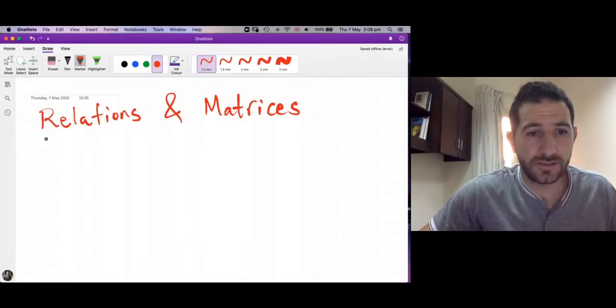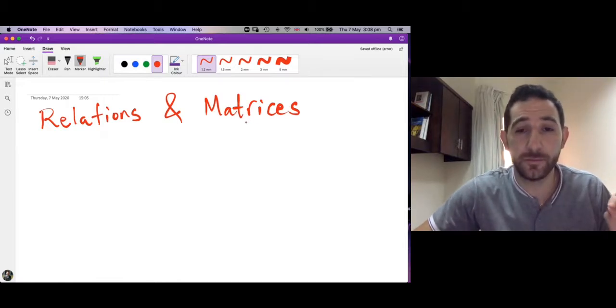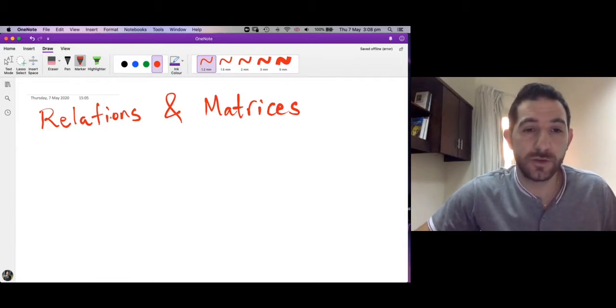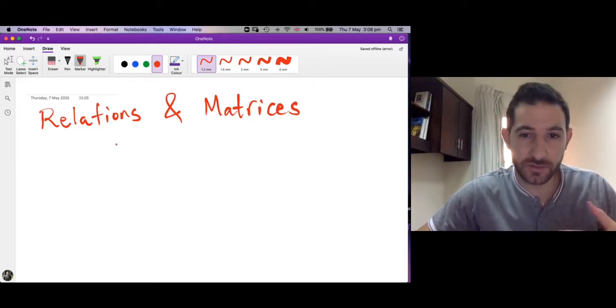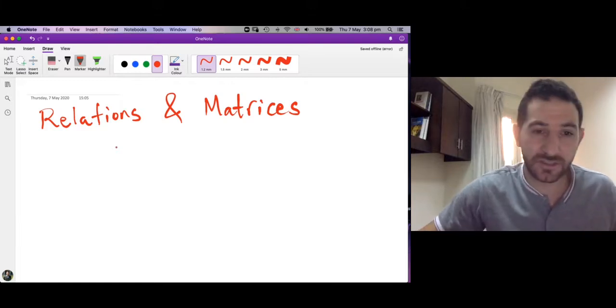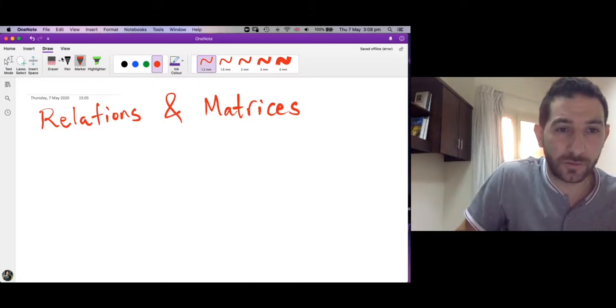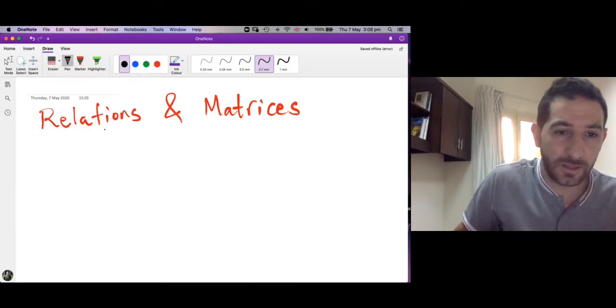Okay, in this session we want to use matrices, in particular Boolean matrices, to represent relations. Remember, a Boolean matrix is a matrix whose entries are either zeros or ones. So let me start with an example before we give the definition.